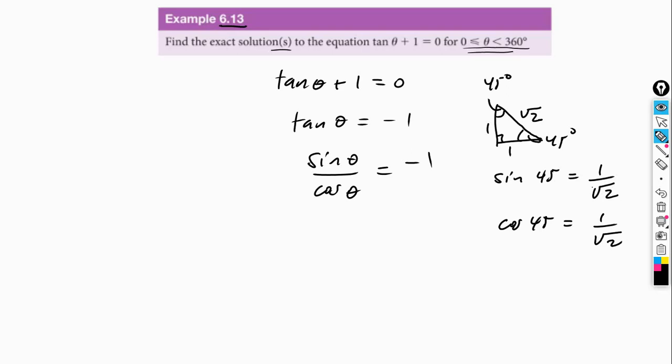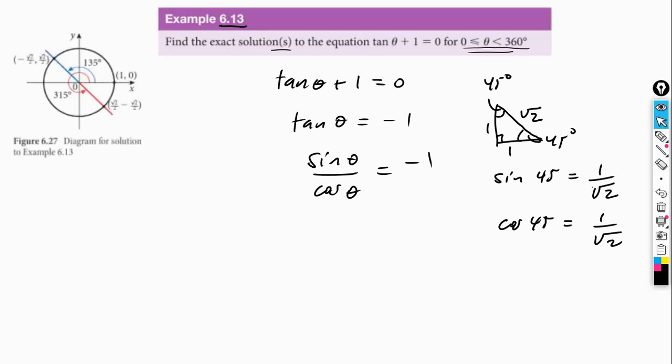Now, if we think in terms of the unit circle, we need these to have opposite sign in order to get -1, right? So where does this happen? Where do sine and cosine have opposite sign? Well, that depends on the quadrant, right? So remember that in the first quadrant, we have plus and plus, so then tangent would be positive. In the second quadrant, we have minus and plus, so this would be one of the solutions. In the third quadrant, we have both negative, so tangent would be positive. And then in the fourth quadrant, we have plus for cosine and negative for sine. Now, that means that the solutions are going to be these two angles.